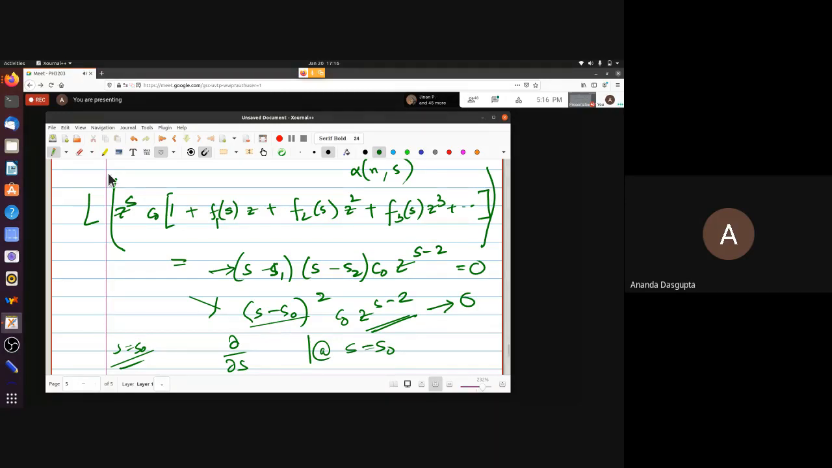But notice that since L is a linear operator, which involves derivatives with respect to Z, I can just push the del S from here right inside. That is, I can differentiate this general solution that I have found, which does not satisfy the full equation, just satisfies everything but the indicial equation. I can just partially differentiate that with respect to S and then put S equal to S0. I've got my second solution.